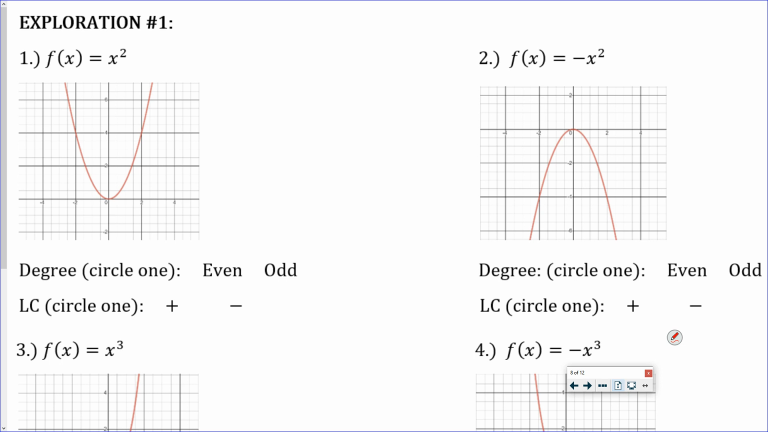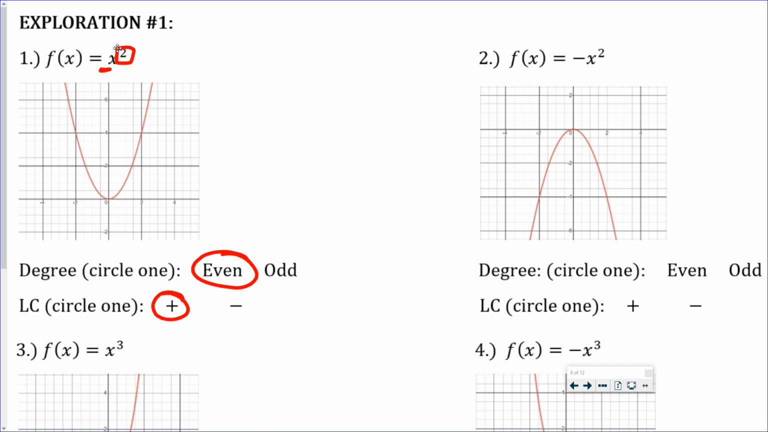My equation is x squared. You know that's just our boring old parent function for a parabola, for a quadratic function. And it's a U up because my leading coefficient is a positive 1, right? So this is a degree what? 2. Is 2 an even or odd number? Even. So this is an even degree polynomial function. My LC is what? Positive. Okay. I want you to go through and do that.